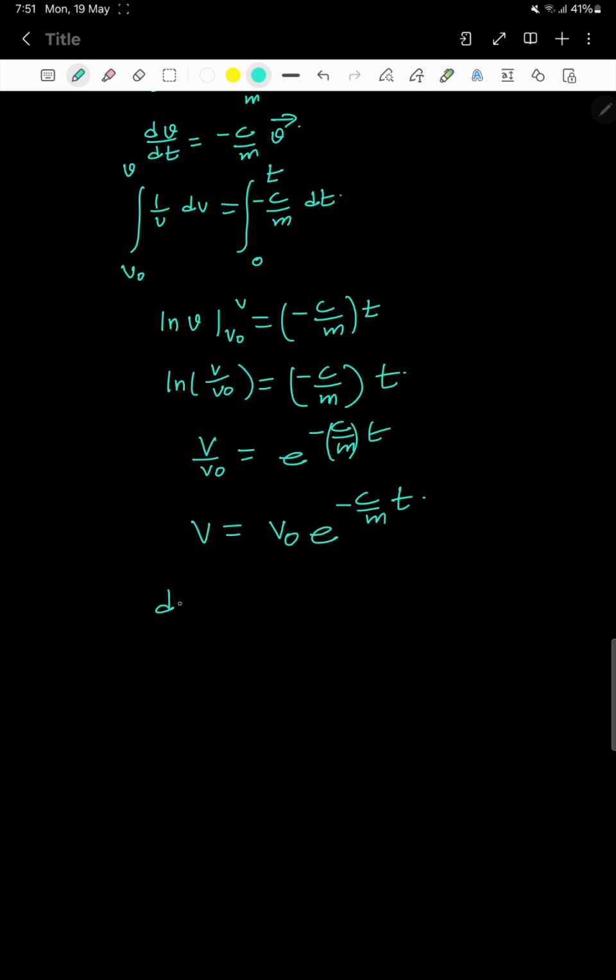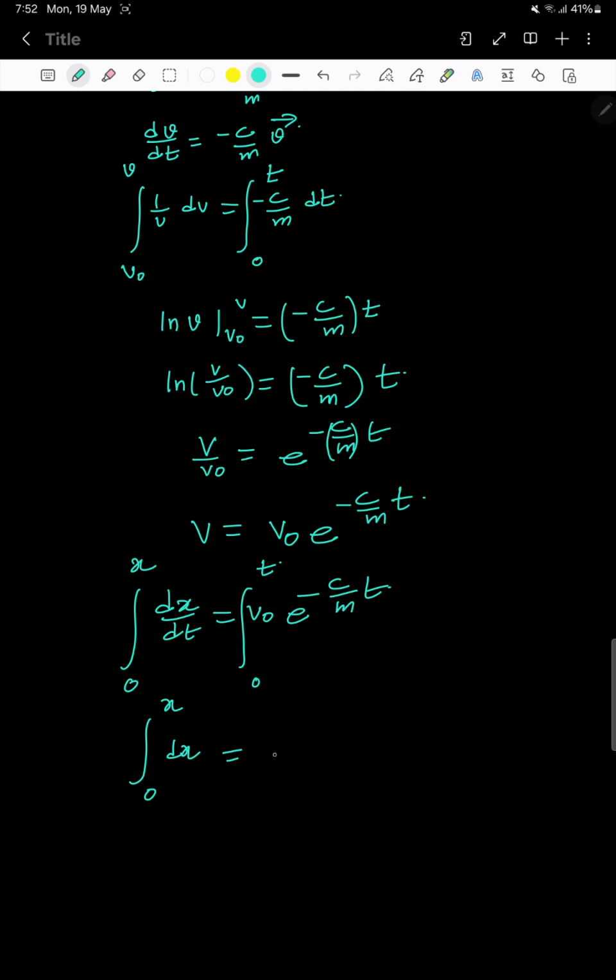Again, velocity is the rate of change of displacement, so dx upon dt is equal to v naught e power minus c upon m times t. In order to get the value of x, we have to integrate this function to the proper limits. Initially the particle is starting from the origin, so the x component of the projectile is changing from 0 to x in a time interval from 0 to t. So integral dx to the limits 0 to x is equal to integral v naught e power minus c by m into t.